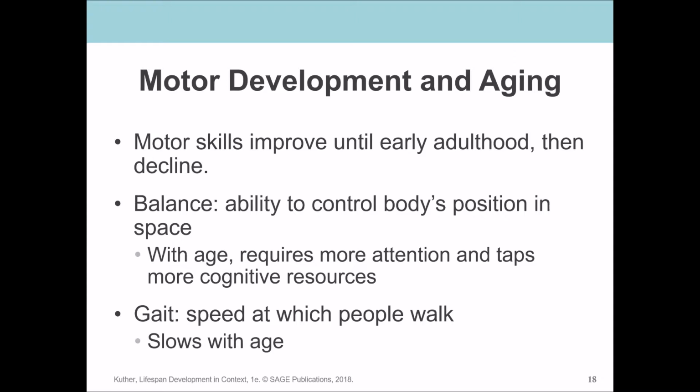And balance, again, is so important because those falls in older adulthood can lead to breaking of bones, and the bones are more brittle, and that can be quite a shock to the system and perhaps lead to death. Gait, this is the speed at which people walk. It does slow with age, and as muscle strength, bone density, and flexibility decline, that's why people are walking more slowly. But many compensate by taking longer steps.